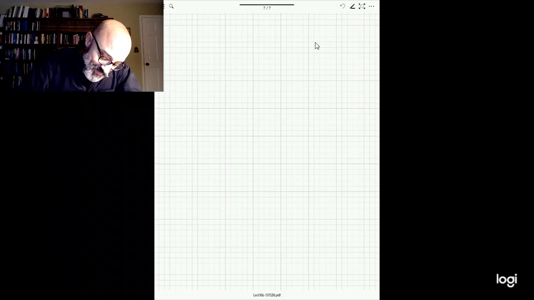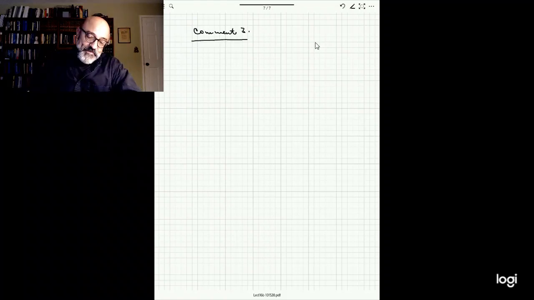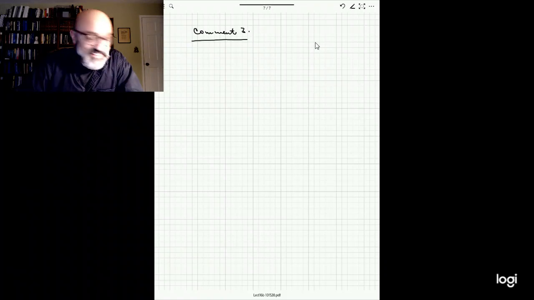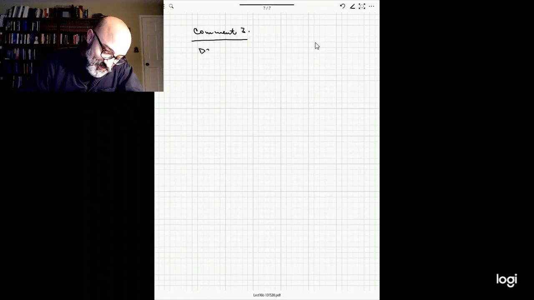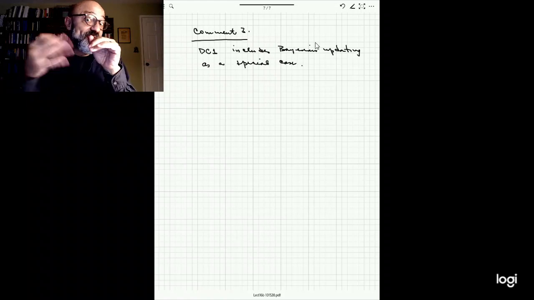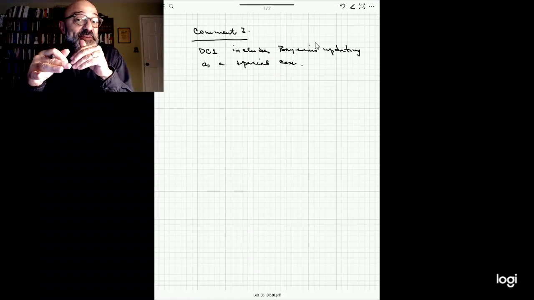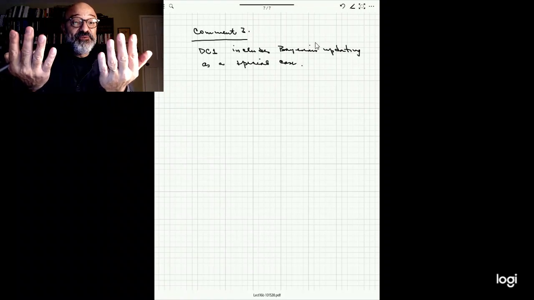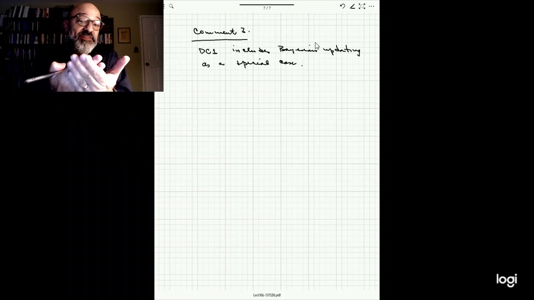Here's another interesting one. Comment 3. Comment 3 is the realization that DC1 includes Bayesian updating as a special case. Now this is an interesting one, because it says that whatever we are accomplishing with our new method of maximum entropy, it's going to include Bayes' theorem as a special case. This is what allows us to unify Bayesian and entropic methods of inference.